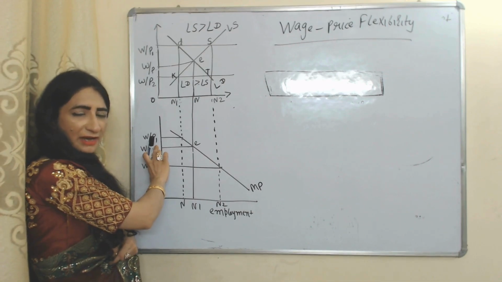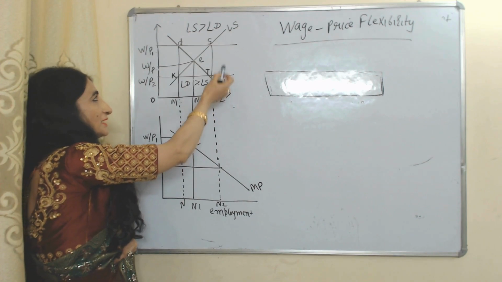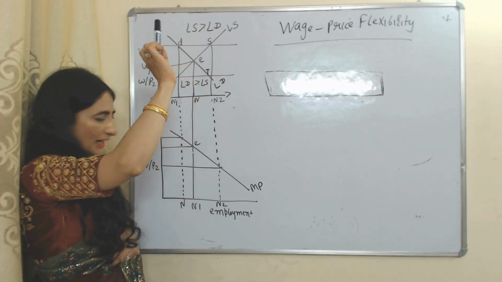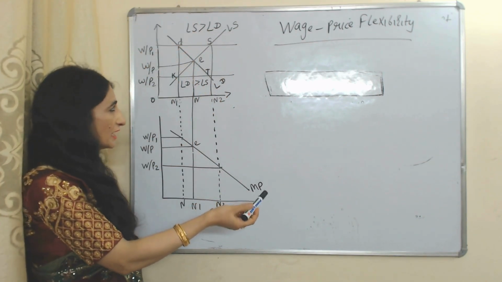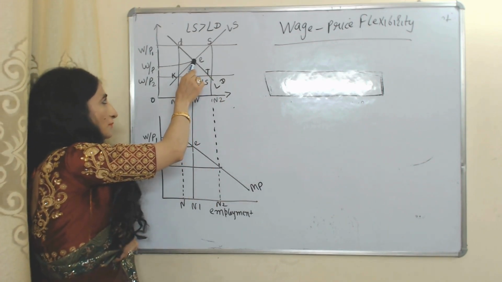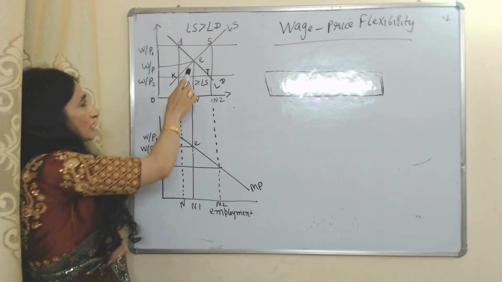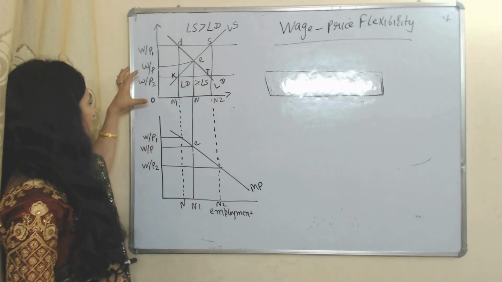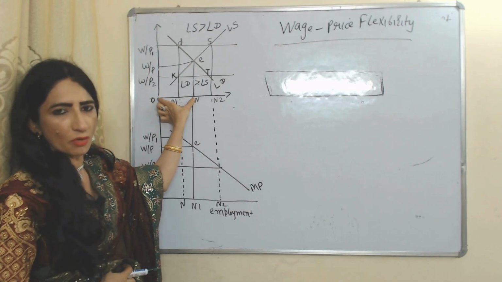On the vertical side we have real wages. LD is labor demand, LS is labor supply, and this MP curve shows the marginal product of labor. E is our full employment point, because at this point labor demand is equal to labor supply. Equilibrium wages are W over P and equilibrium employment is ON.